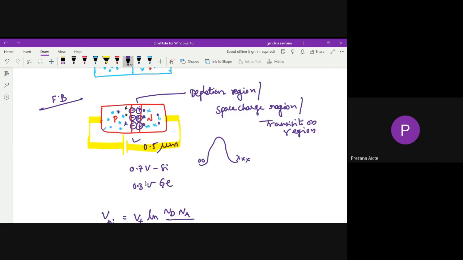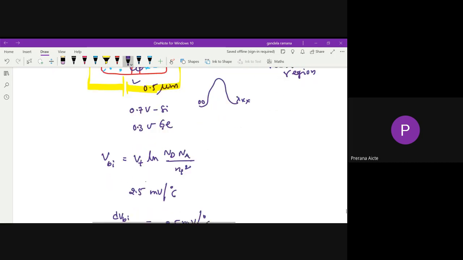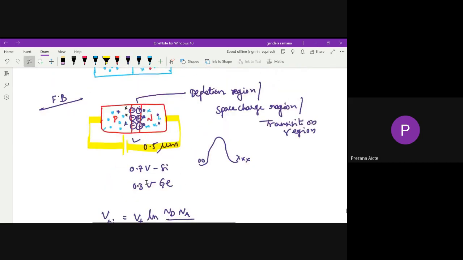In P type, electrons are minority carriers, so we have to observe this. In P type, electrons are minority carriers. Those minority carrier electrons are called injected minority carriers.